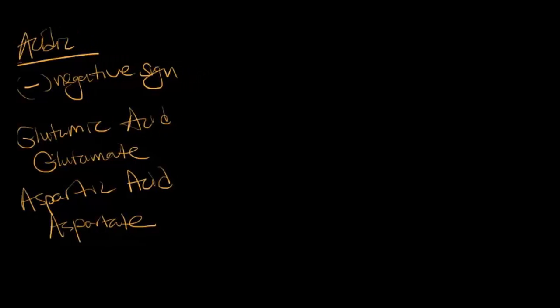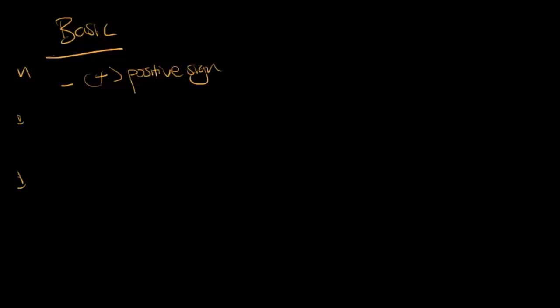Now the next group we want to talk about are the basic ones. Basic amino acids are kind of the opposite of the acidic ones, so instead of looking for a negative sign, we'll look for a positive sign in the R group. Other than that, we also want you to know them by name. And here's a mnemonic that will help us to remember: HAL.